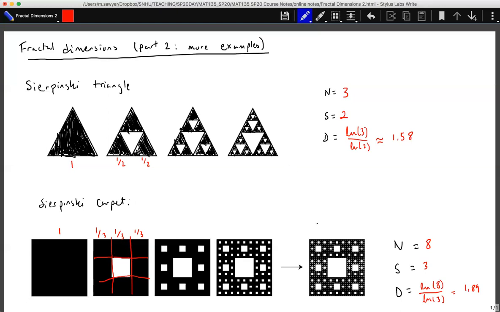So the Sierpinski carpet takes up more space than a Sierpinski triangle in the plane. Over the same amount of space, the Sierpinski carpet covers more of the 2-dimensional plane than the Sierpinski triangle, even though they're formed by the same iterative process.